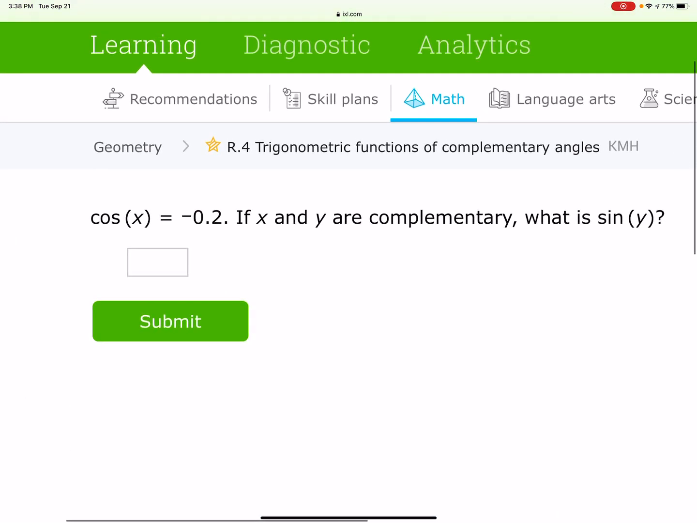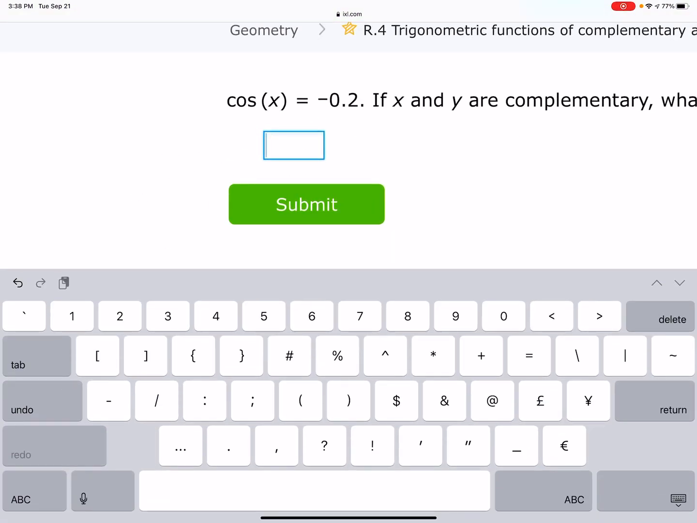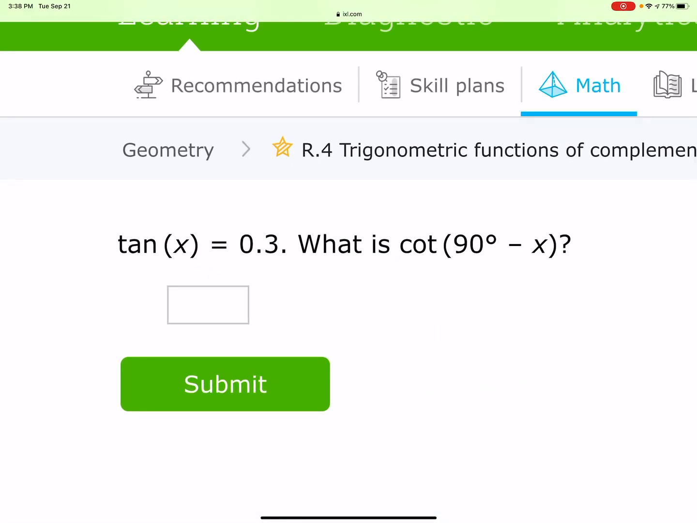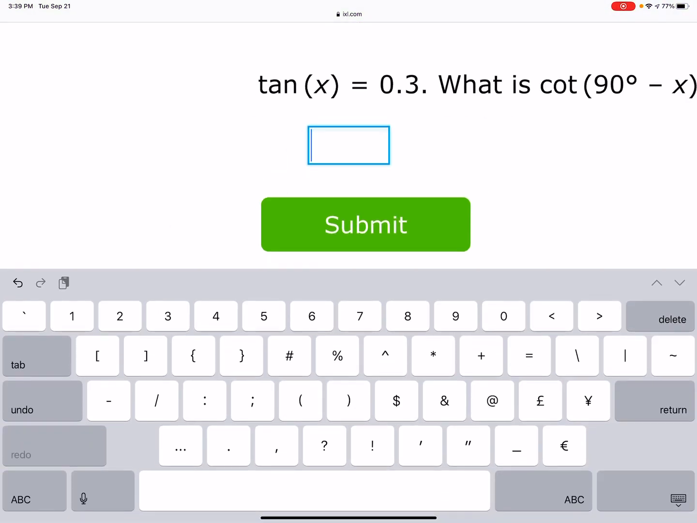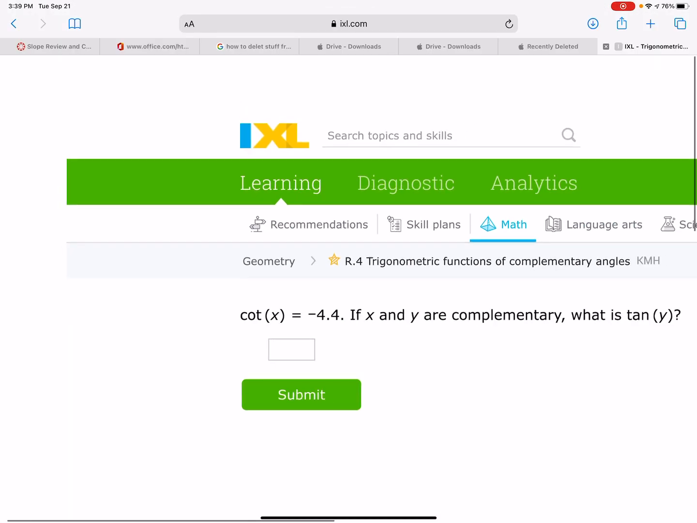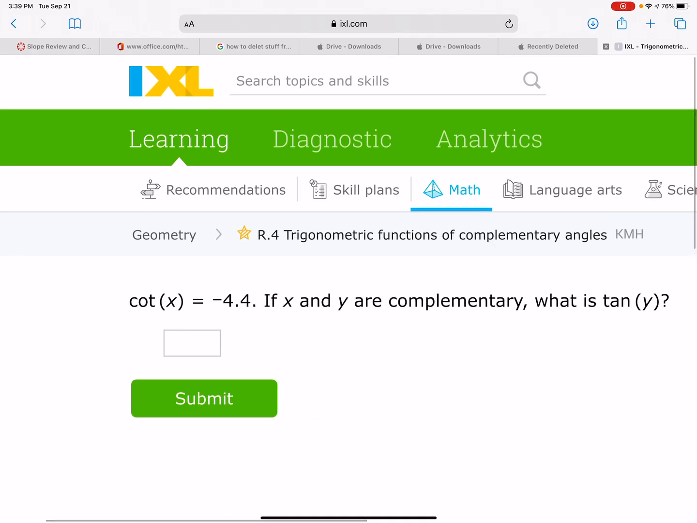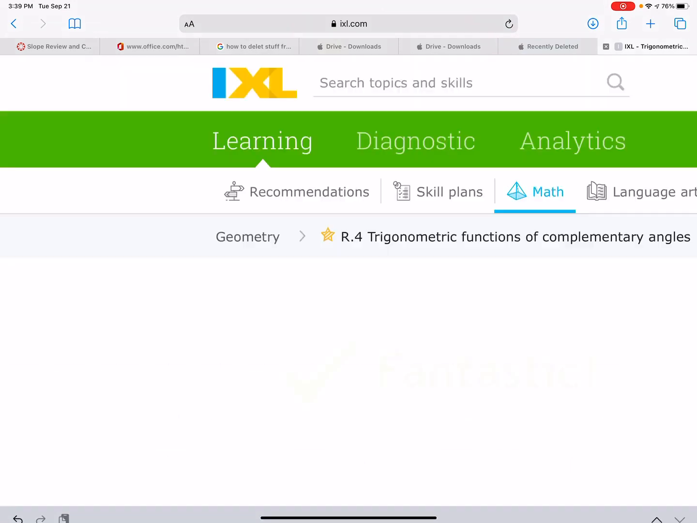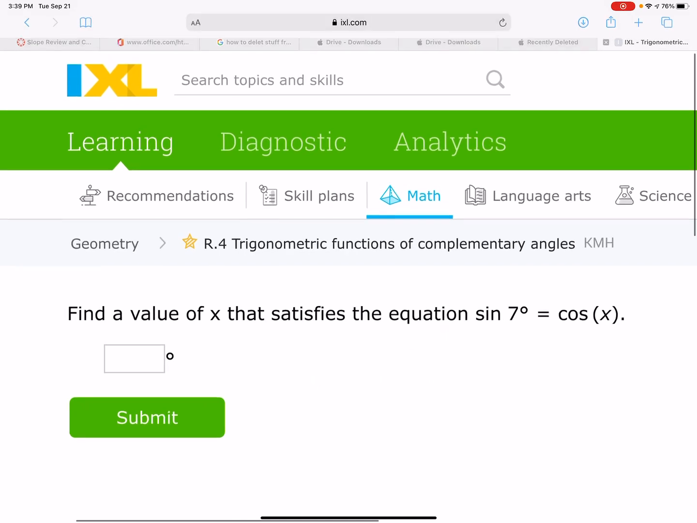And so if they're complements, if x and y are complements, then they have to be equal to the same thing. So we're going to put 0.2, same thing, equal to the same amount. So here, same with tangent, and you haven't learned about this cotangent, but they're complements, so they would be equal to the same thing. And here, one more time, what would be the tangent? If the cotangent, they'd be equal to the same thing. Negative 4.4.